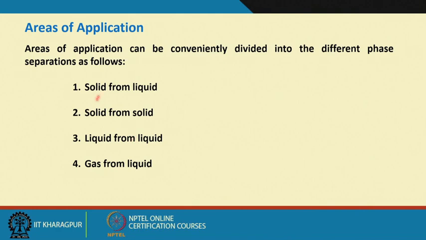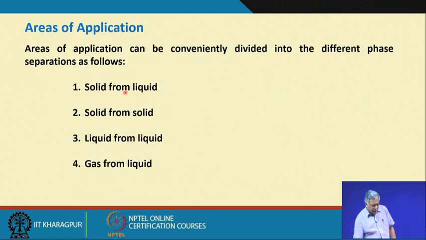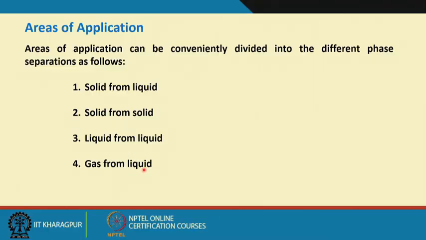So, it can separate solid from liquid, that is, you can have solid-liquid separation, you can have solid-solid separation in a fluid medium, that is size-based separation or density-based separation, but you need a fluid medium. Liquid from liquid, that is two immiscible liquids, I can have a separation based on this. A good example of that is the application in the petroleum industry, where you want to separate water from crude petroleum. Gas from liquid is also possible.